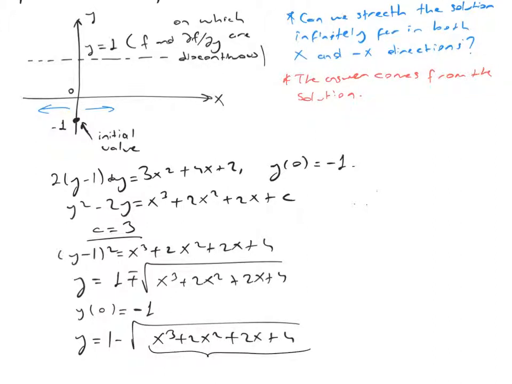This term must be positive in order to keep the solution real. So x cubed plus 2x squared plus 2x plus 4 must be bigger than 0. So x must be bigger than minus 2. And as I said before, the answer comes from the solution, which is x is bigger than minus 2. So let's sketch the graph again.